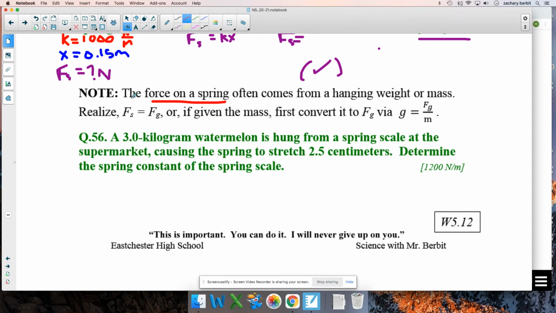A 3-kilogram watermelon is hung from a spring scale at the supermarket. So I'm gonna make a little sketch of this. Here's your little spring scale at the supermarket. There's a little chains over here. There's a little pan that it's in, a little bucket, whatever it is. And we got our watermelon.